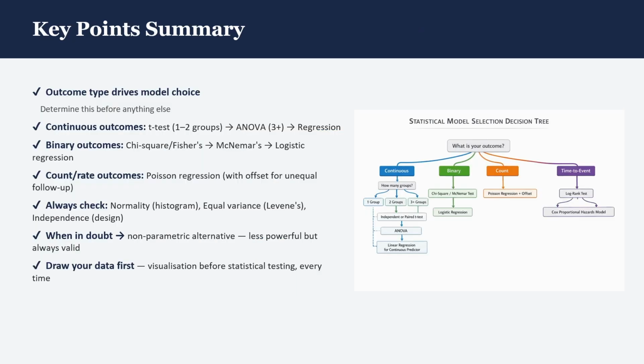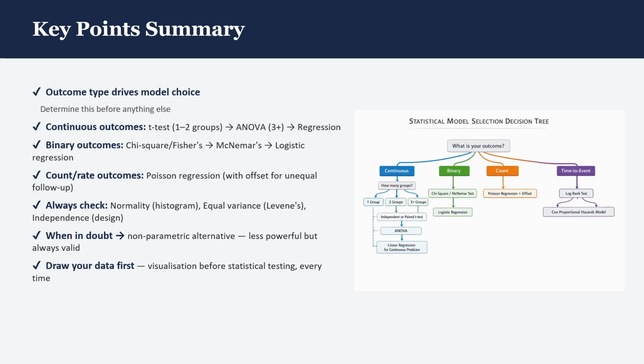Decision tree captures the entire talk in one visual. Keep it as your reference. Every analysis starts with outcome type, then moves through group number, paired or independent, and assumptions. The most consequential error on this decision tree is at the very first branch, choosing the wrong family for your outcome type. Linear regression on binary outcomes. Chi-square on continuous outcomes. These aren't minor statistical errors. They produce fundamentally wrong answers with false precision.